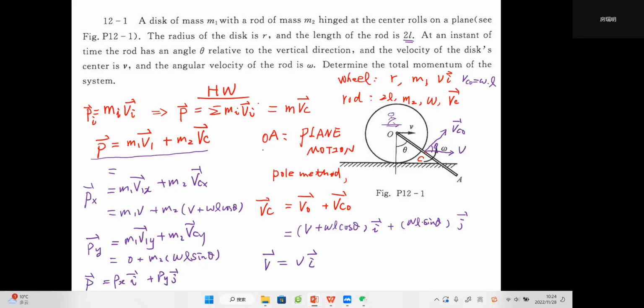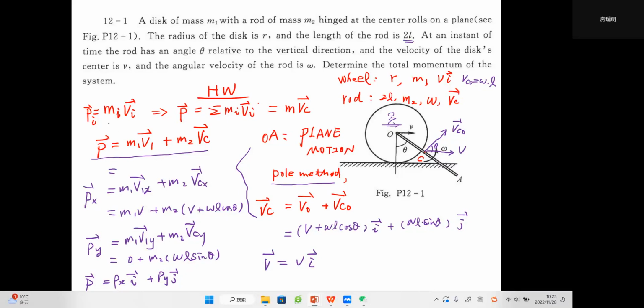So I think the key in here, you guys should remember what we have learned, the pole method, how to find the second body OA, its mass of center's absolute velocity, right? If we find its absolute velocity, then the other steps are very easy to understand. So please try to understand what I have explained today.